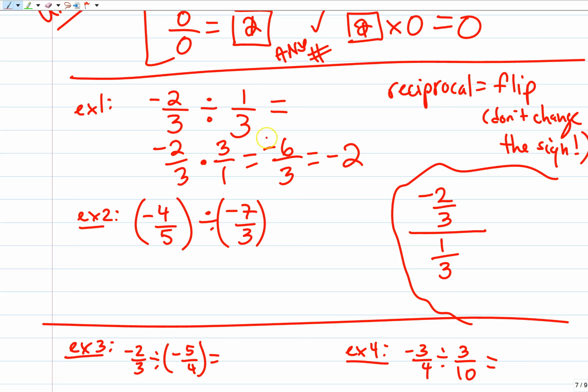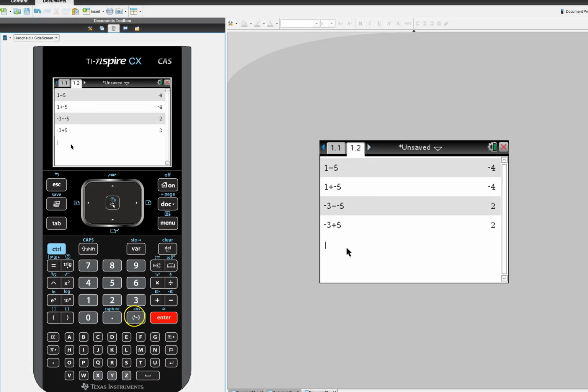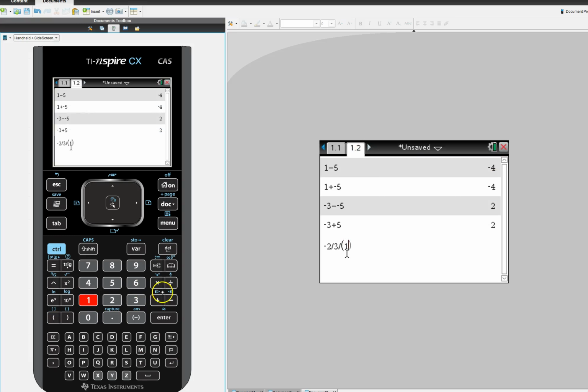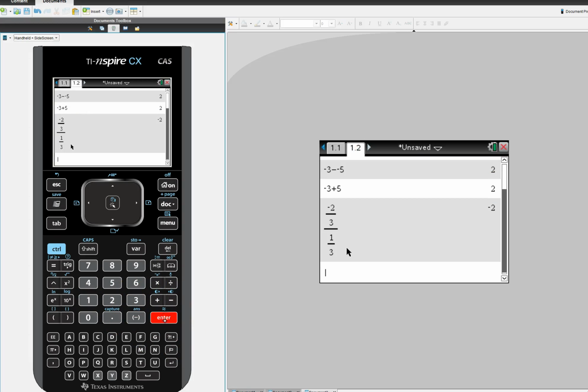Could I have done this in my calculator? You can. It gets a little trickier. What was it? Negative 2 over 3. Then you've got to go divided by the group. What was the second one? No, you're scared. 1/3, right? That's right. Divided by 1/3, and it'll work, but it gets a little weird to try to put that in your calculator. I encourage you when you're dividing fractions to know to multiply by the reciprocal. Okay?